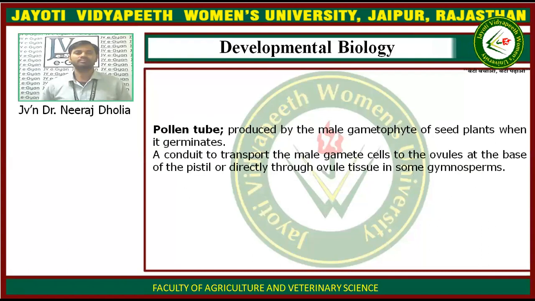The pollen tube is produced by the male gametophyte of seed plants when it germinates. When germination occurs in the male gametophyte of the plant, a tube-like structure grows from the pollen grain, which is known as the pollen tube. It is a conduit to transport the male gamete cells to the ovules at the base of the pistil, or directly through the ovule tissue in some gymnosperms. It is the process of transferring the male gametes into the ovules.